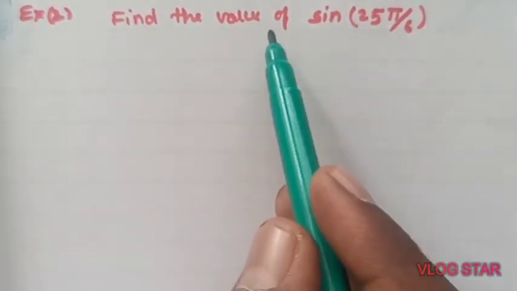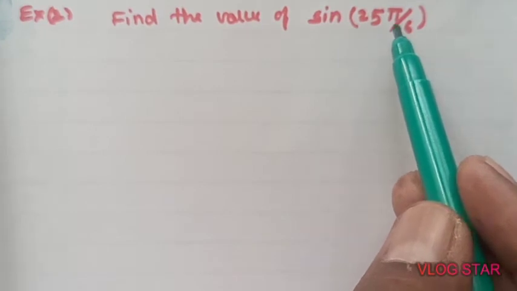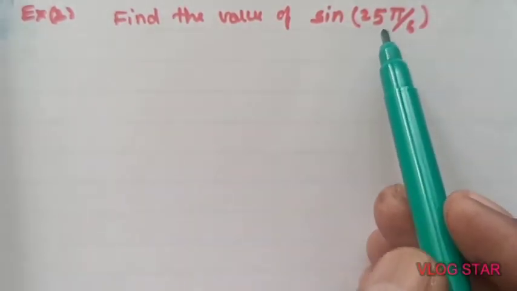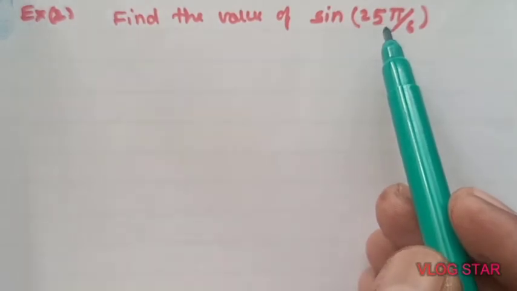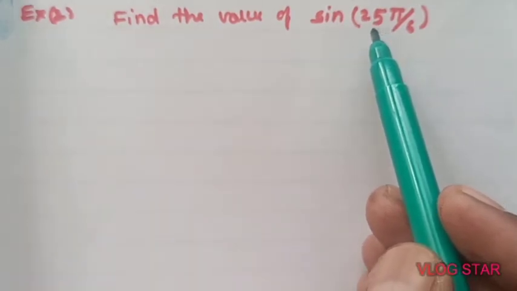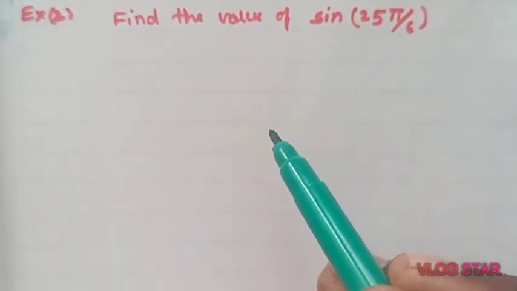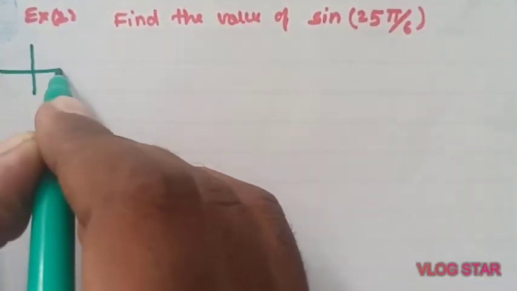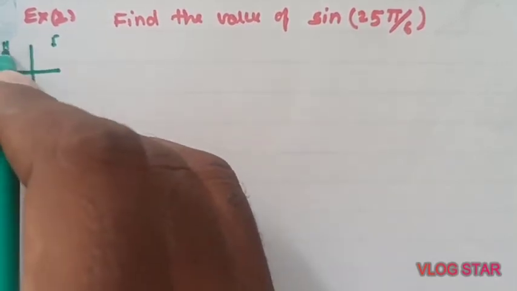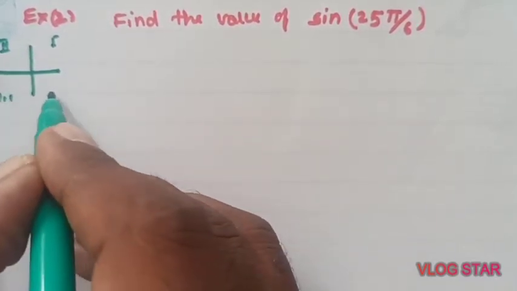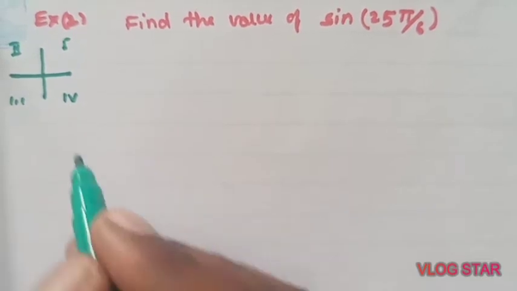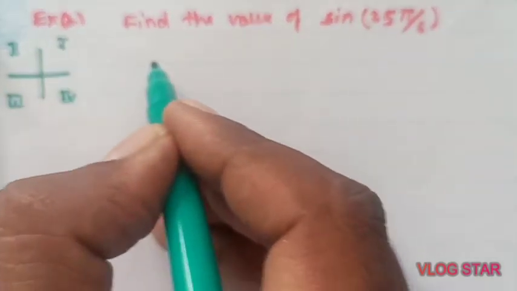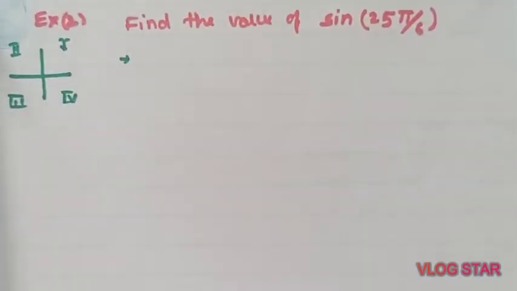Look at this angle, find the value of sine of 25 pi by 6, 25 times pi by 6. So converting it into degrees, then determining in which quadrant it lies and then calculating the value, it is quite a tedious job, because you need to check the quadrant, whether first, second, third or fourth. That will be helpful to you to determine whether the value is positive or negative. So how will you start it?